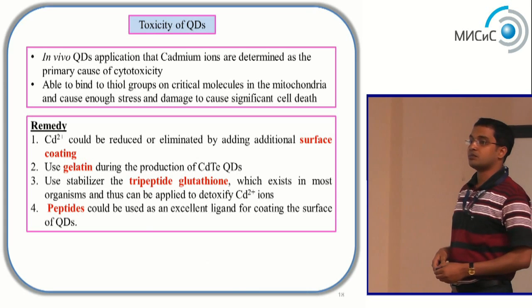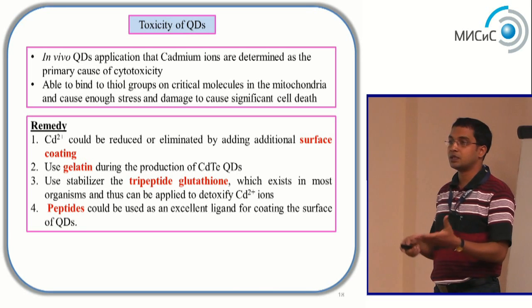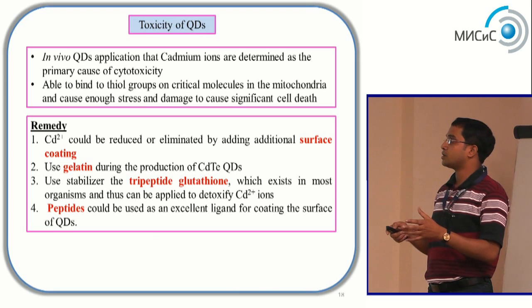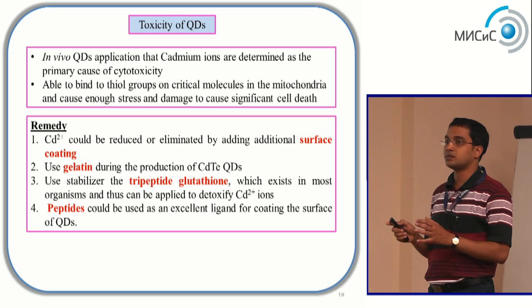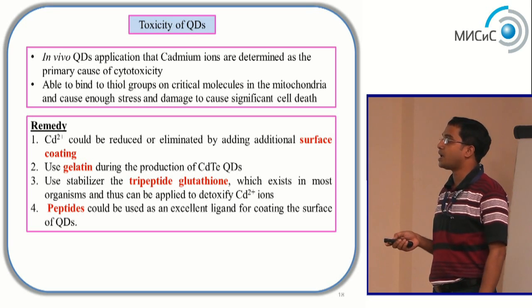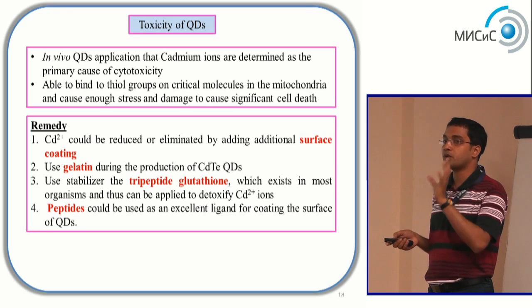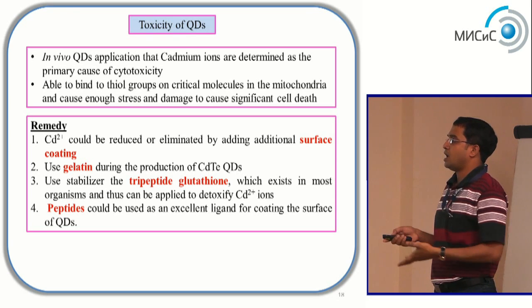The main difficulty for quantum dots is toxicity. When you apply them with biological cells, they are very toxic, and can destroy the mitochondria due to large stress. So we have to stop the toxicity of quantum dots. The main remedy, as I've seen, is this: the cadmium ion is the main cause of toxicity, so protect the cadmium ion by using any of these methods.